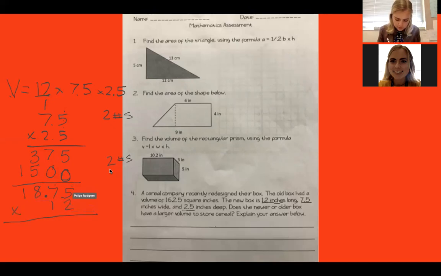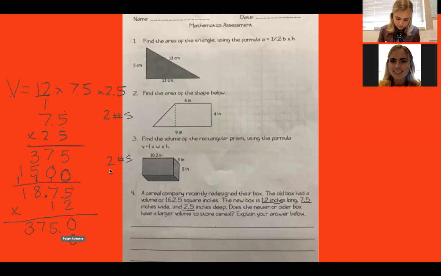2 times 5 is 10. 2 times 7 is 14, plus 1 is 15. 2 times 8 is 16, plus 1 is 17. 2 times 1 is 2, plus 1 is 3. Then I'm adding 0 for the 10th place.